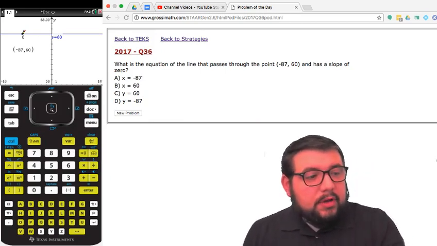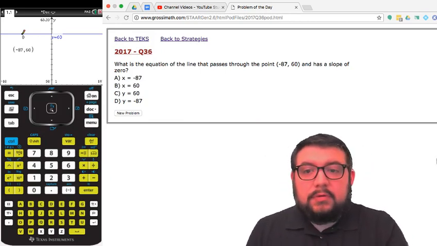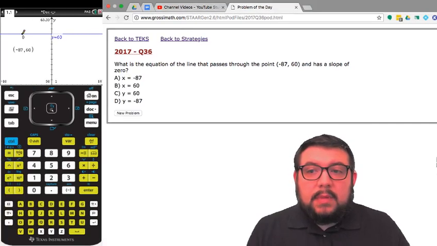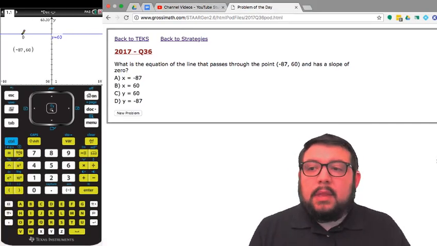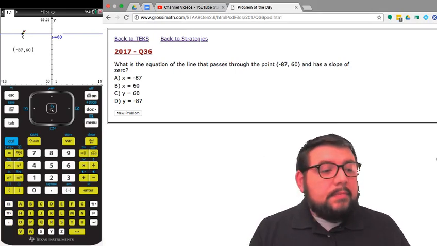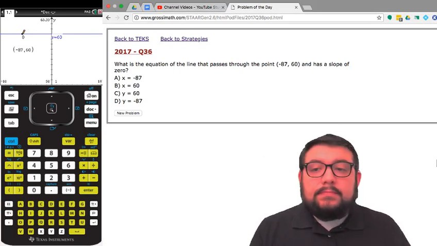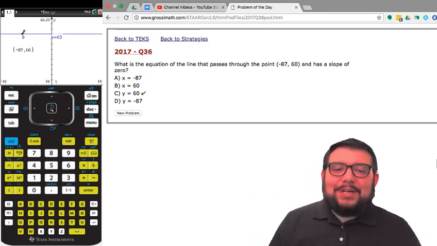So I'm going to shoot over here to the other screen, and we're going to check our answer. We said it was C. Okay. Ta-da! Okay, look at that little green check mark.